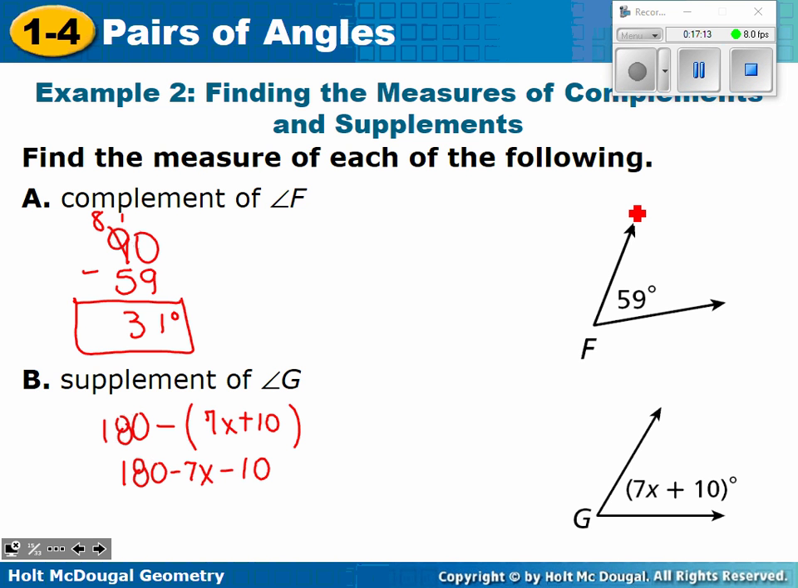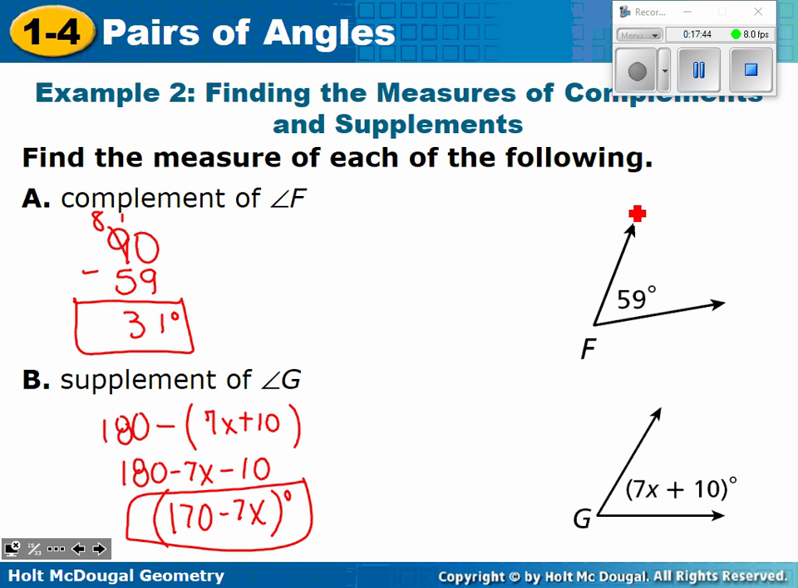So be careful, you're subtracting the whole angle. Then simplify. What can we simplify here? So 180 and negative 10 becomes what? 170 minus 7x. Is there anything else we could combine or simplify? No, and so that is your answer for the supplement, because it's just an expression. Unless you have an equation, there's nothing you can solve. Does that make sense? So your homework might have expressions as answers, not just a numerical value.